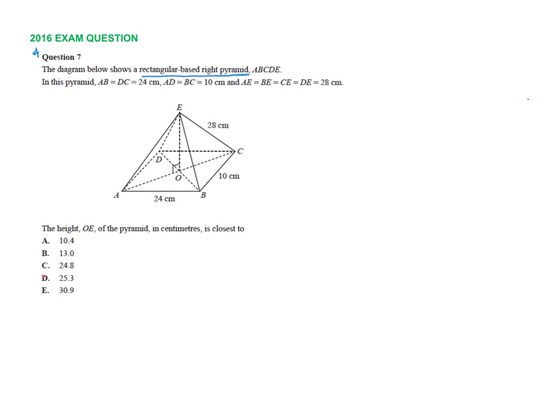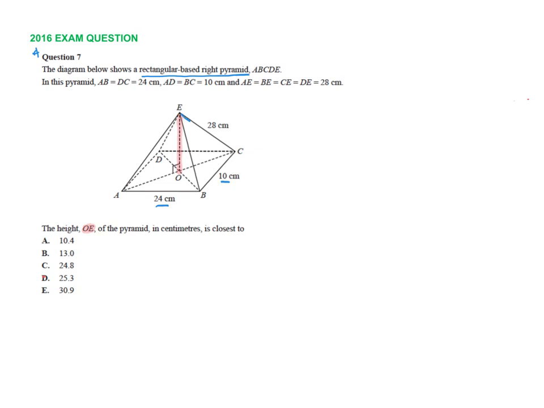So you can see that the 10 and the 24 are not the same, so it's not a square base. Let's work out what they want us to do. They want us to find OE, which we can see is the height of that pyramid. So what we want to do is find a triangle that involves that one.